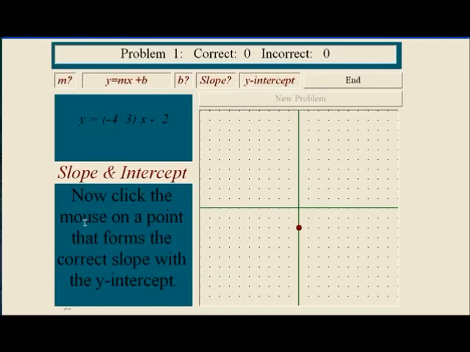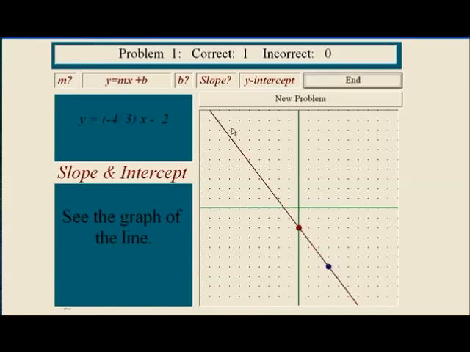Now click the mouse on a point that forms the correct slope. Well, we did the slope before. Slope is rise over run, so this will be -4 over 3. Rise, -4, that'd be sinking 4, running 3, and we find the equation.